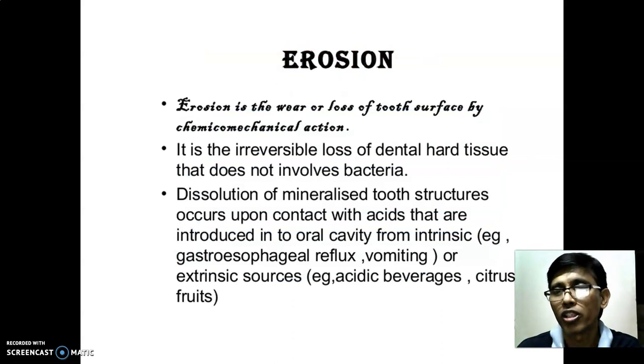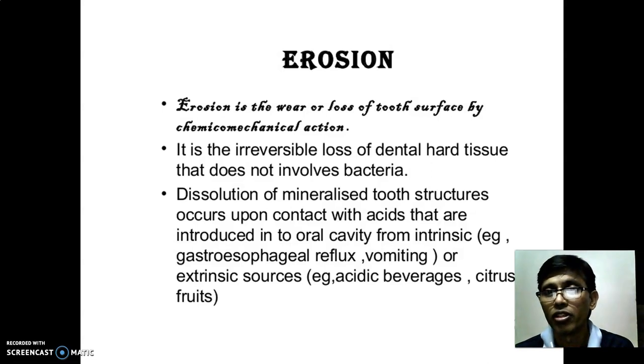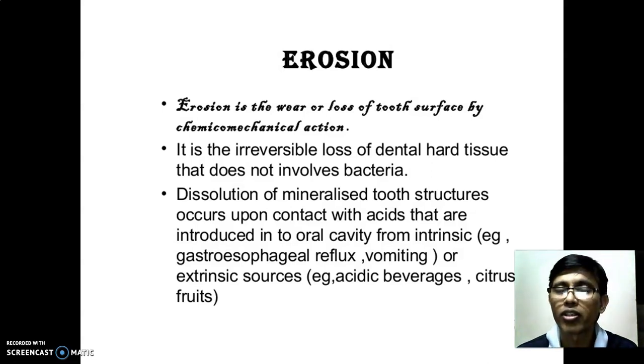The third one is erosion. So what is erosion? Erosion is a wearing or loss of tooth surface by chemico-mechanical action. Chemico and mechanical. So a chemical action is supposed to be there in the erosion form. It is irreversible loss of dental hard tissue that does not involve bacteria. So it's irreversible damage to the tooth.